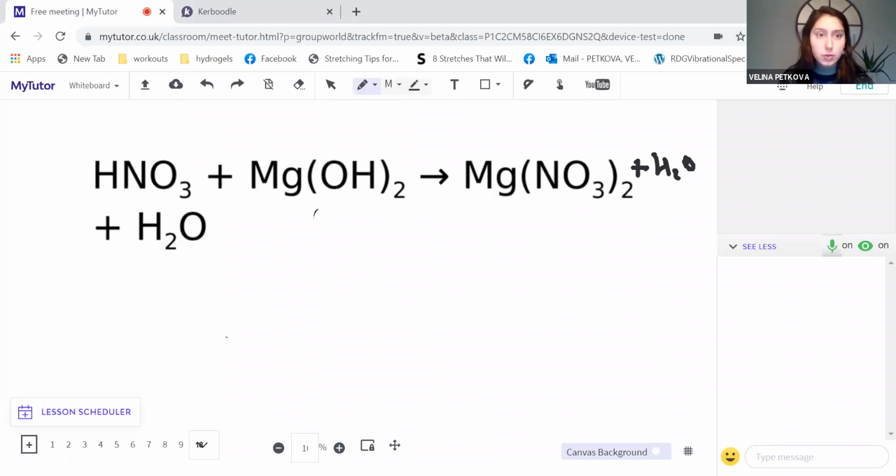And we'll ignore this H2, okay. So what elements do we have? We have H, N, O, and Mg. Okay, we've got lots of elements this time. So it's quite a challenging one.